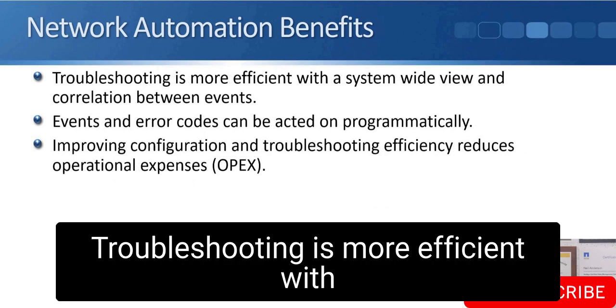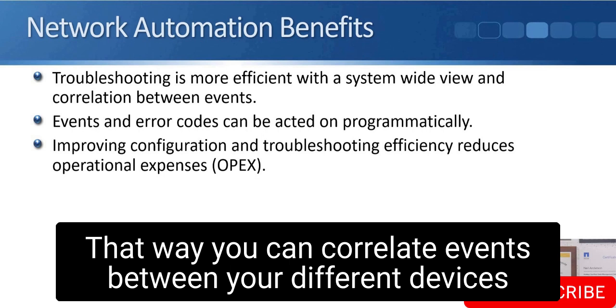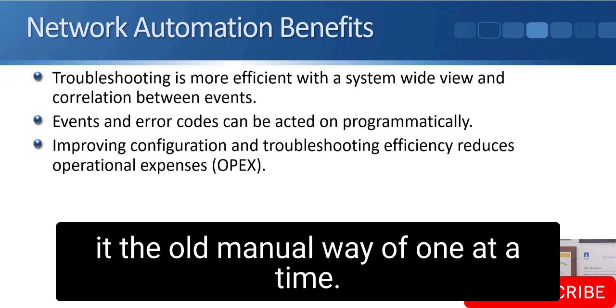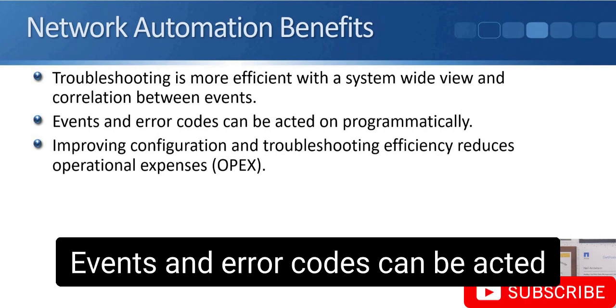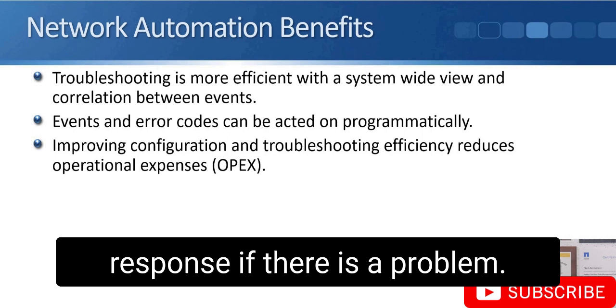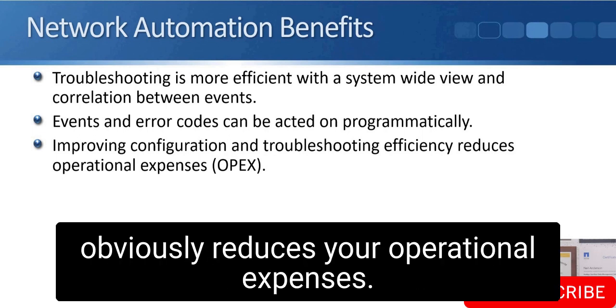Troubleshooting is more efficient with a system-wide view. That way you can correlate events between your different devices all in one global view rather than trying to do it the old manual way of one at a time. Events and error codes can be acted on programmatically, so you can automate your response if there is a problem. And improving configuration and troubleshooting efficiency obviously reduces your operational expenses.